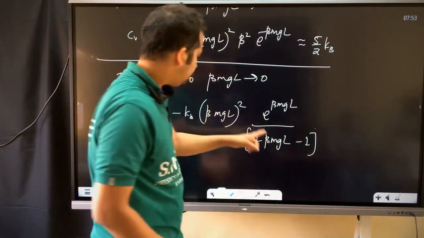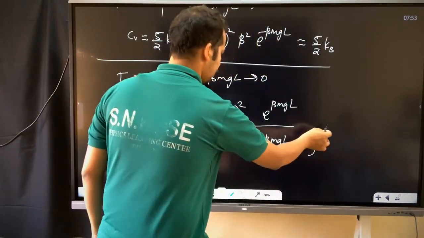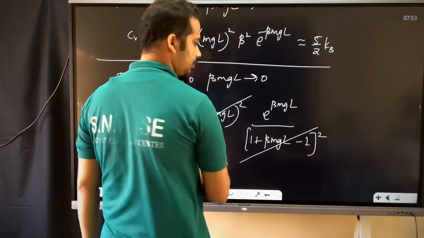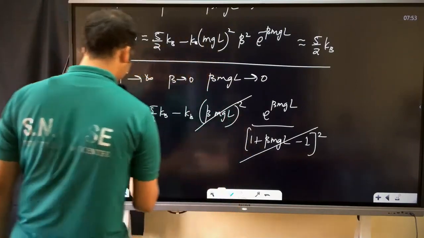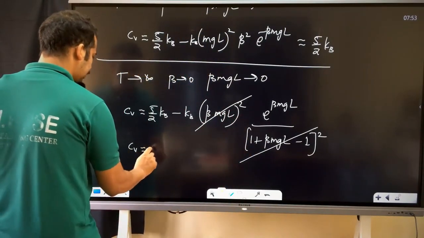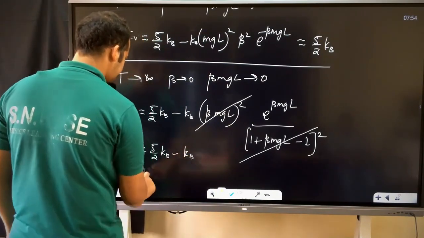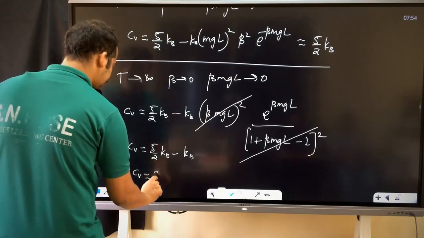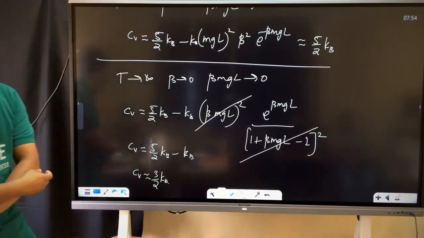Because this will get cancelled actually, isn't it? Pick up the whole square. Don't forget the whole square. Now this got cancelled. You approximate it as e power 0. So Cv is nearly equal to 5 by 2 kB minus kB. So Cv is nearly equal to 3 by 2 kB. It looks like only the kinetic energy part exists, isn't it?